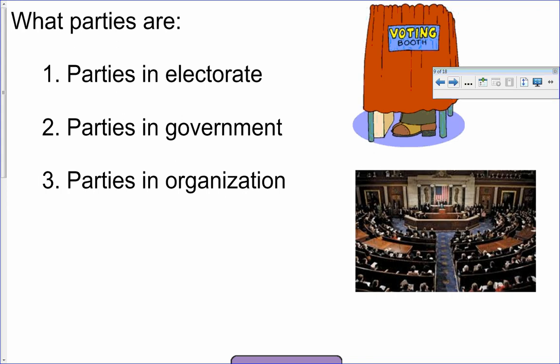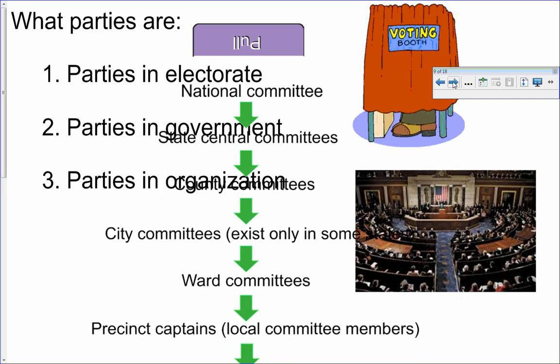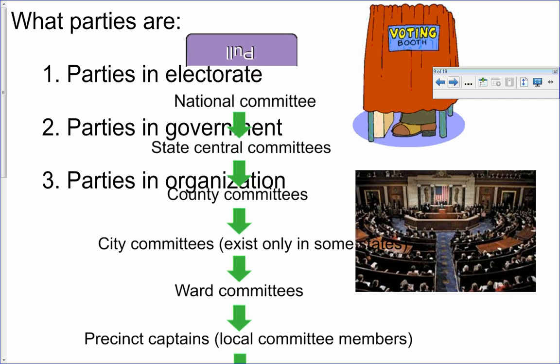And I wanted to make one quick comment. Parties in government, clearly my party, the Democratic Party, is disappointed. Now the Republicans have taken control. They're the majority party in the Senate.